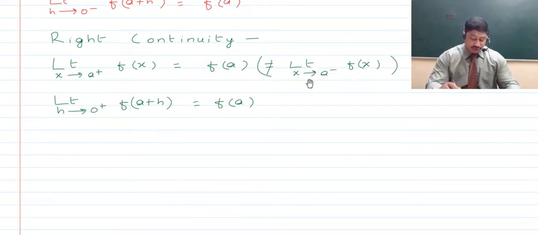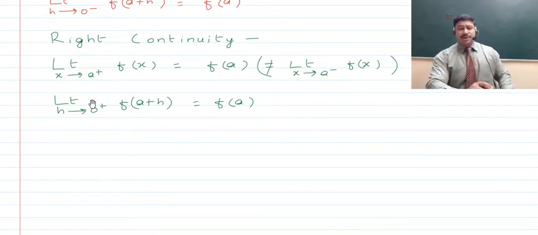This is something which is known when we are talking about right continuity. If we talk about this with respect to the infinitesimally small quantity h, then we talk about limit h tends to 0 plus f of a plus h is equal to f of a. Or in other words, the right hand limit is equal to the value of the function at a. Obviously it is not going to be equal to the left hand limit.